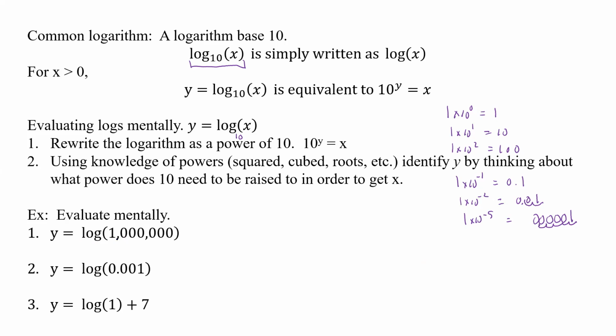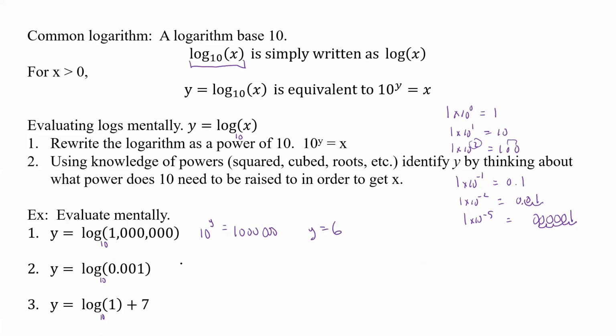So now let's work with that, going to these numbers here and evaluating mentally. Again, remember, this is log base 10, no matter how we want to look at it. So that's going to be 10 to the y is equal to 1 million. 1, 2, 3, 4, 5, 6. So what does y have to be equal to? Remember, that number is how many zeros we had. So y has to be 6.